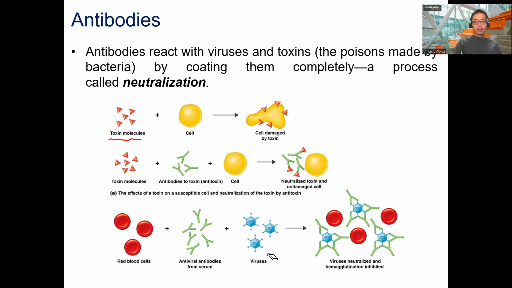Another example is virus. The virus, as you probably know by now, will go into cells and then multiply inside the cell. But some of the antibodies will be able to bind to the virus and cause them to not be able to attach to your cells, and therefore no infection. That is basically one way antibodies are able to help clear an infection. We call this process neutralization.